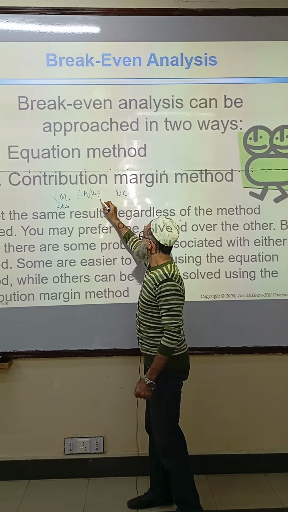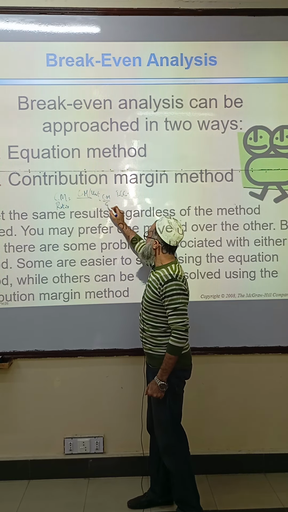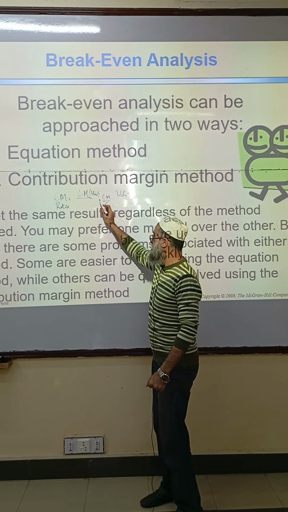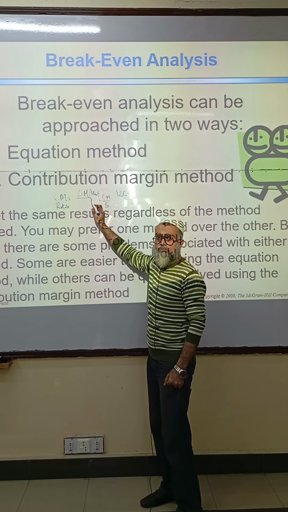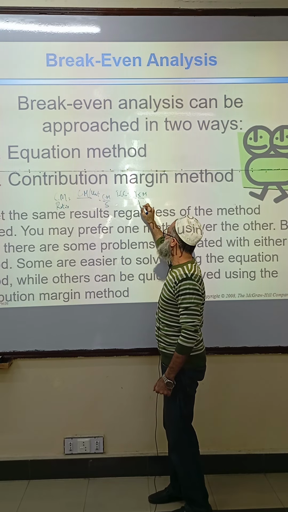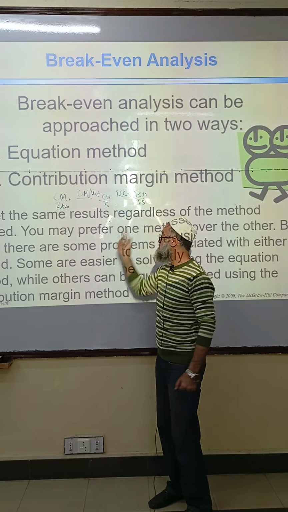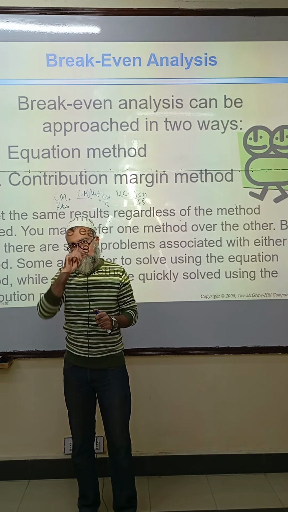Now how do we do it? We can find out the CM and divide by sales. So if it is done per unit, CM divided by per unit sales will give you the CM ratio. Or what you can do is find out total CM and divide by total sales. This will also give you the CM ratio. And both of these will give you the same answer.